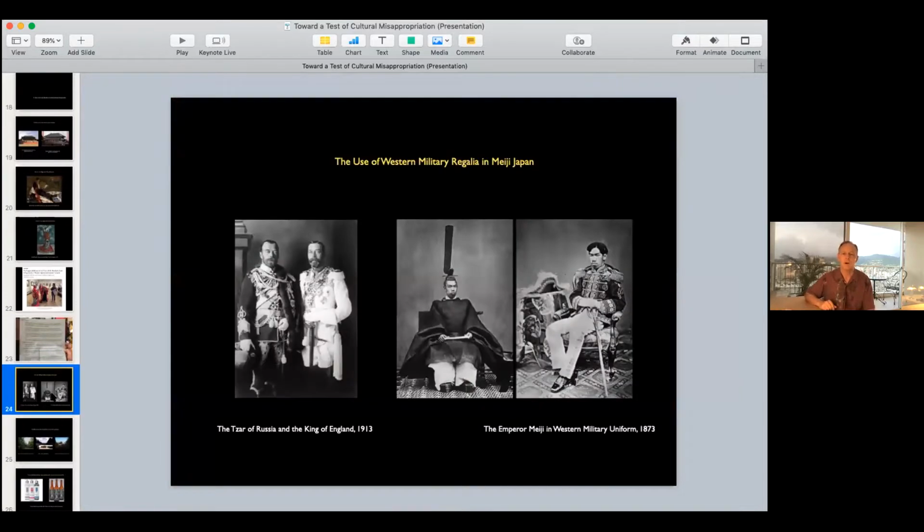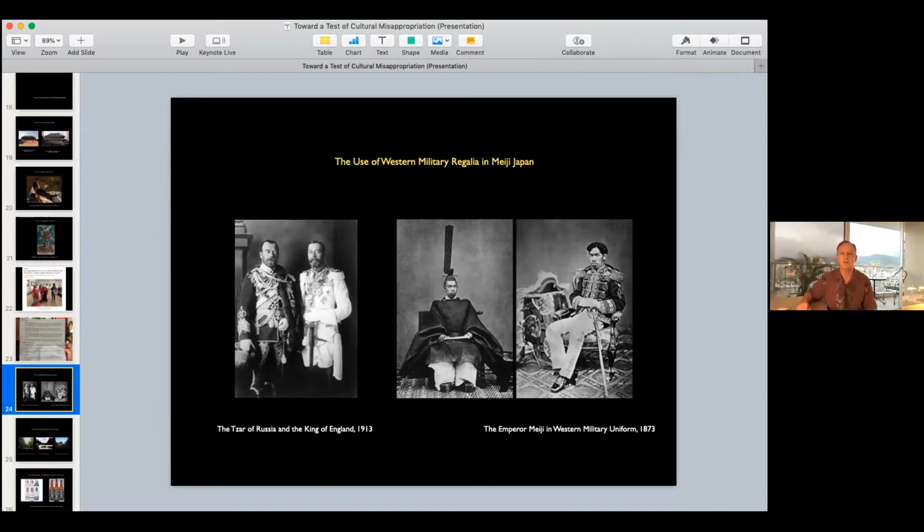Things went the other way. Here is the Japanese Emperor Meiji on the right in Western military regalia, and on the left, the King of England and the Tsar of Russia. And you can see their military uniforms are almost identical to Emperor Meiji's. So this is a Western symbol of military and imperial authority that the Japanese unashamedly imported in order to gain credentials as a member of the Western big boys club.